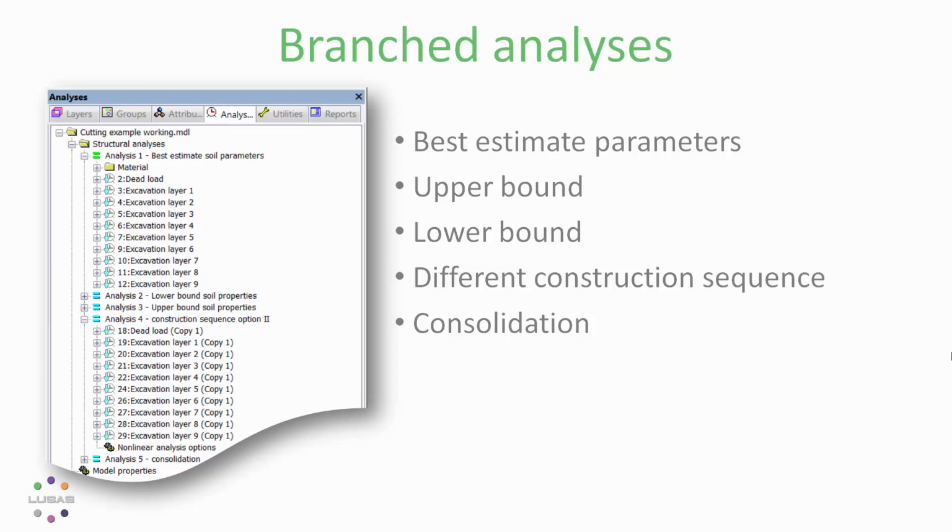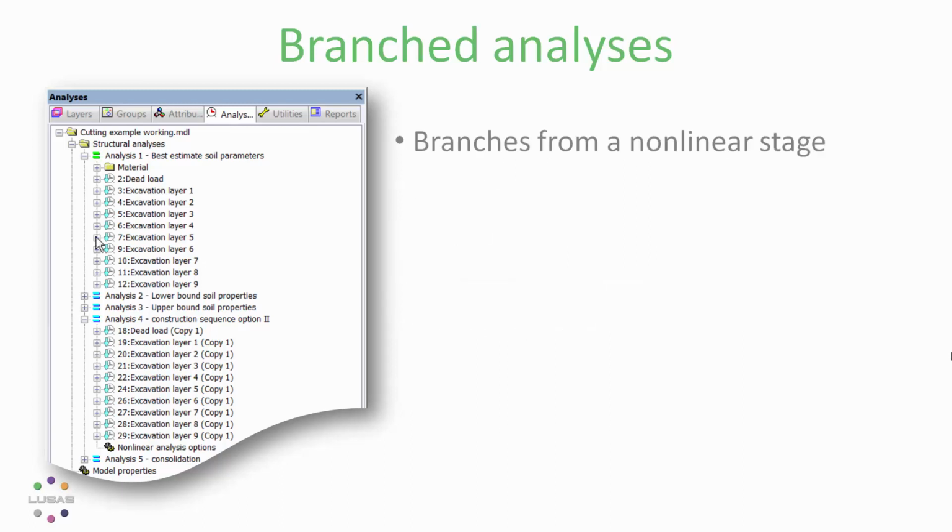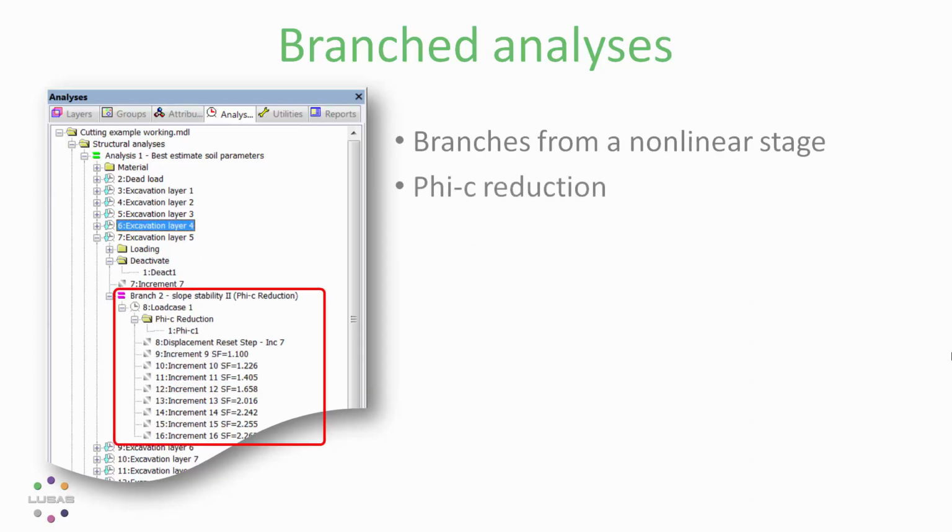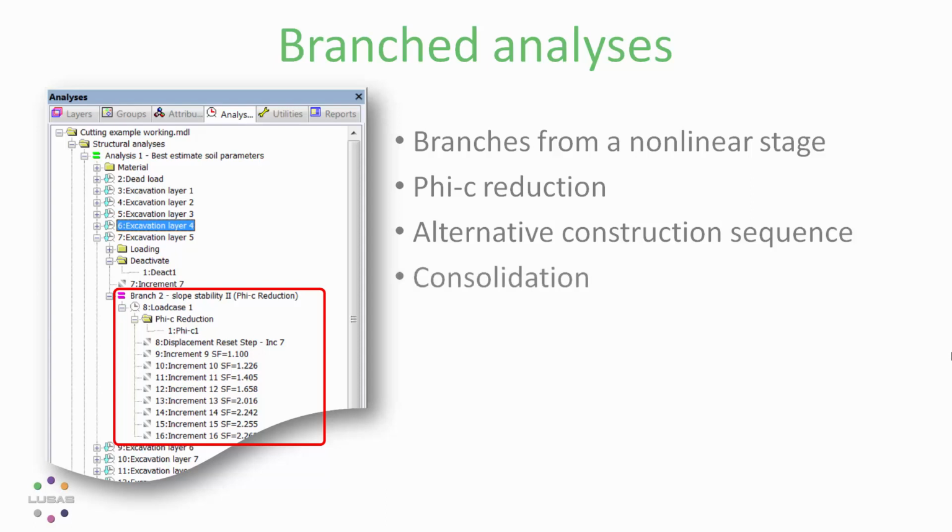What's new is the ability to insert branches from any stage in a construction sequence. That could be a Phi-c reduction branch. Adding several such branches allows us to check soil stability at multiple stages through the sequence. Or we could add an alternative construction sequence branch, that is, a different ending with the same beginning. Or a consolidation branch at a particular stage or stages. Or we might wish to consider a stage as being drained rather than undrained.